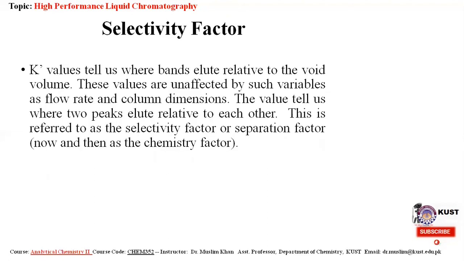One of the most important things in chromatography is the selectivity factor. The K value tells us where bands elute relative to the void volume. These values are unaffected by such variables as flow rate and column dimension. The value also tells us where two peaks elute relative to each other. This is referred to as the selectivity factor or separation factor.